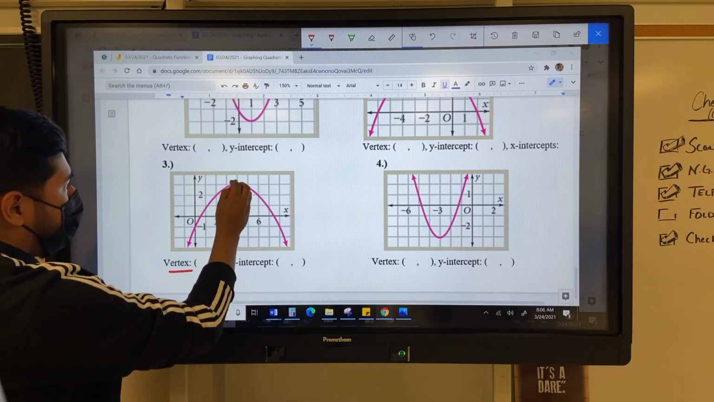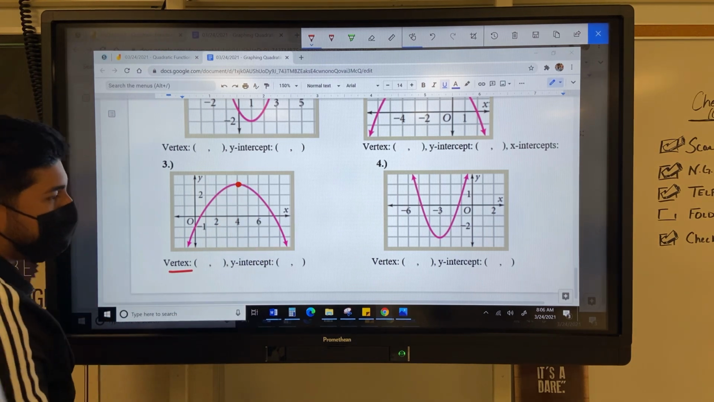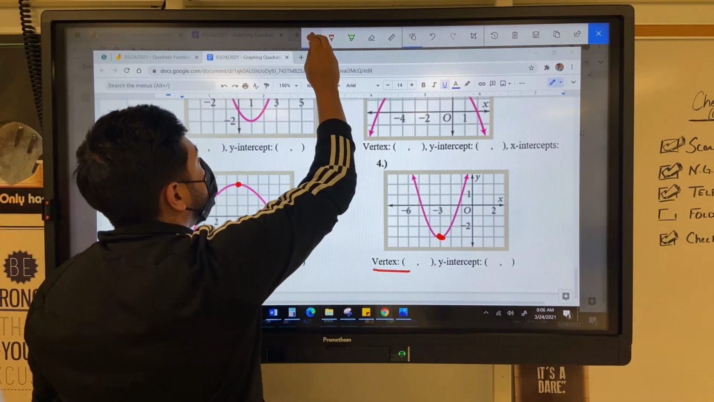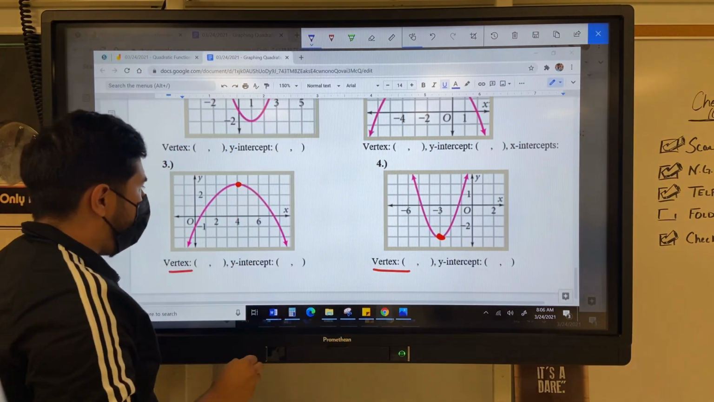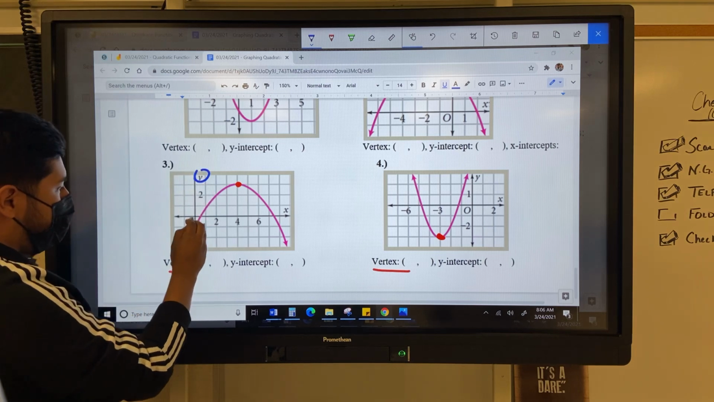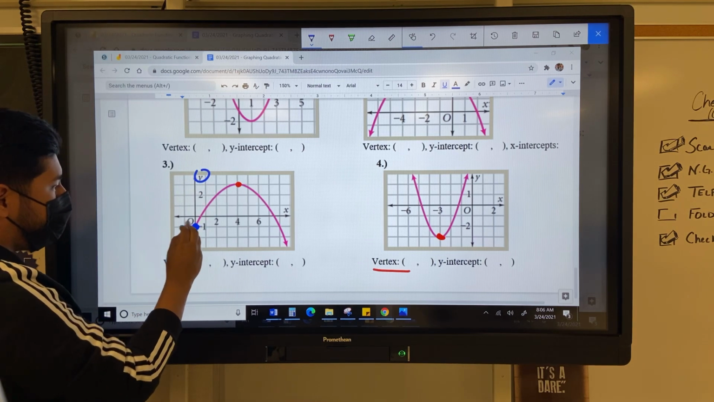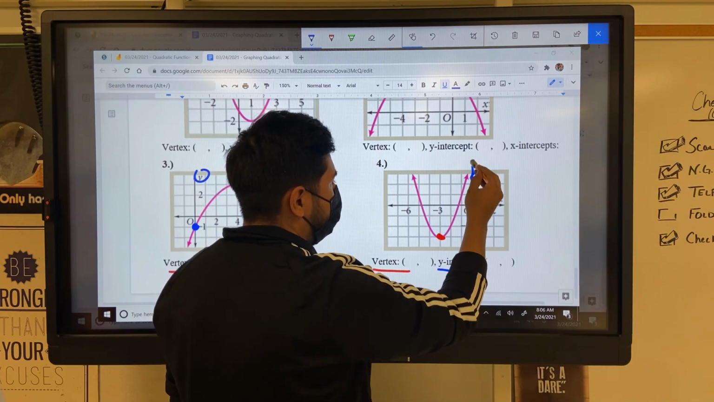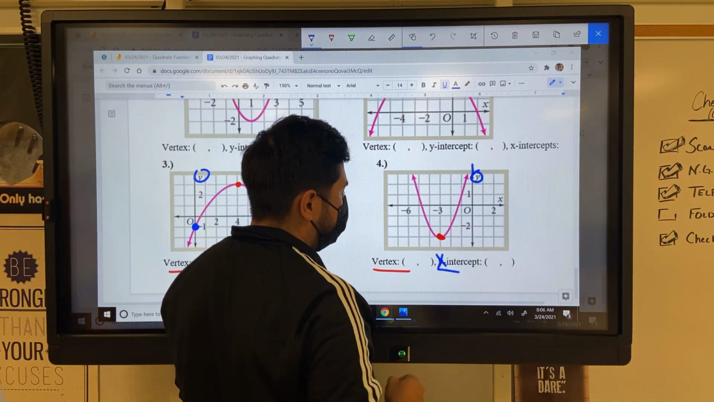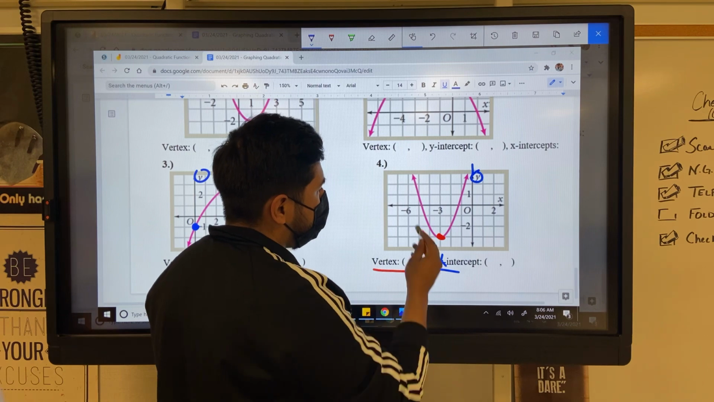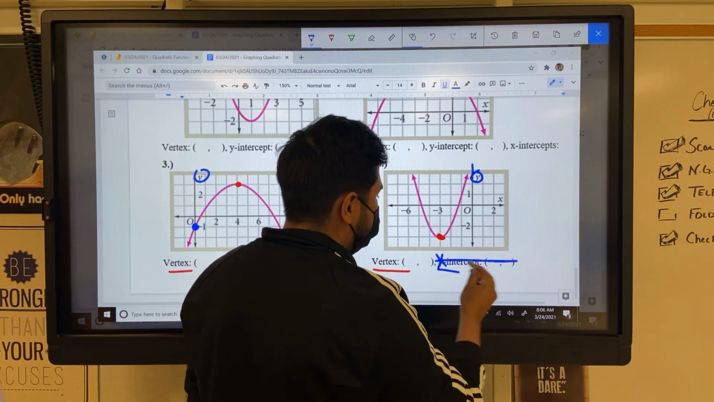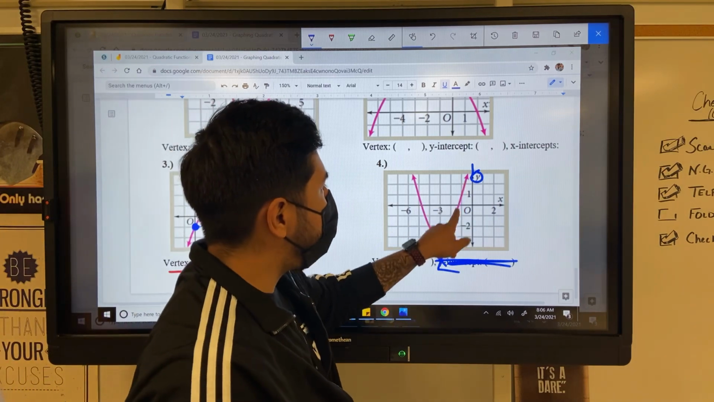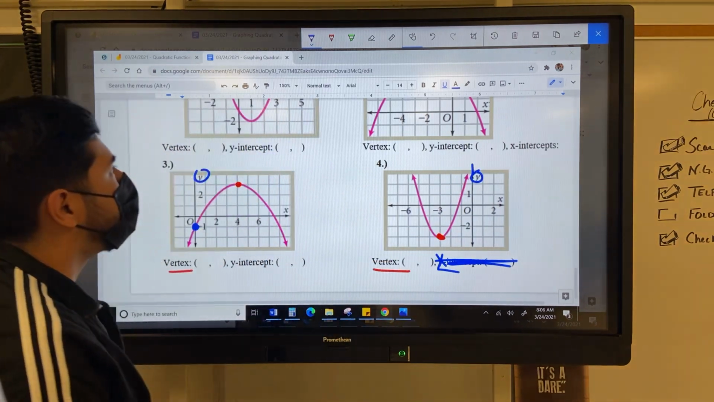Vertex, highest point, vertex, lowest point. Y-intercept, when it crosses the y. X-intercept, when it crosses the x. Oh, we can't see it, this is supposed to be X-intercept, so I'm gonna change that real quick. Oh, these are not even big intercepts, so don't even worry about this. We couldn't do the Y-intercept because we're not seeing any crossing on the Y-axis, no worries.